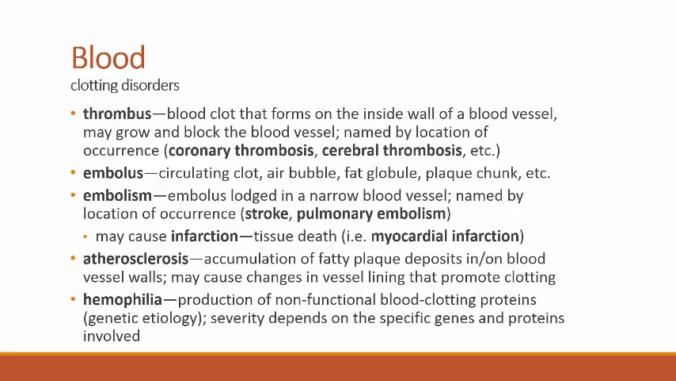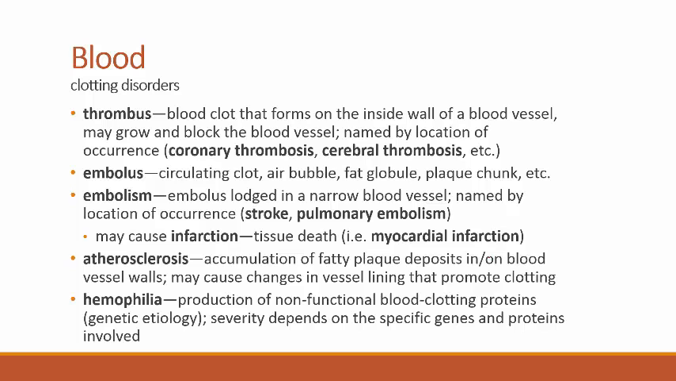So coronary thrombosis is forming in the blood vessels of the heart. A cerebral thrombosis will form in the blood vessels of the brain. A pulmonary thrombosis will form in the blood vessels of the lungs, and so on. An embolus is a circulating blood clot. So perhaps a thrombus will break free, or a portion of it will break free, and now we have an embolus.